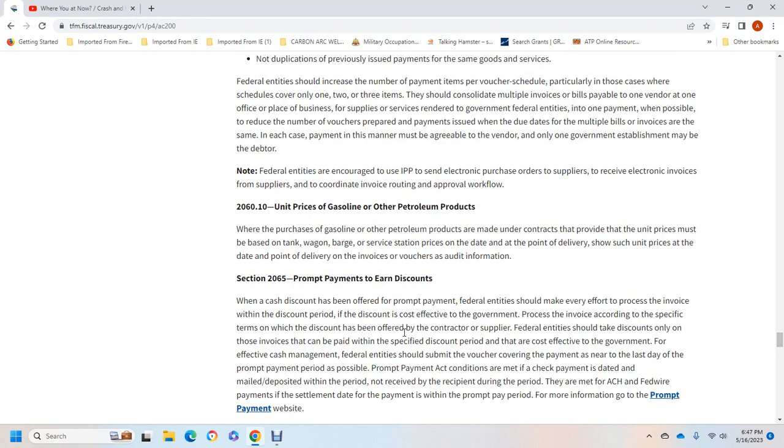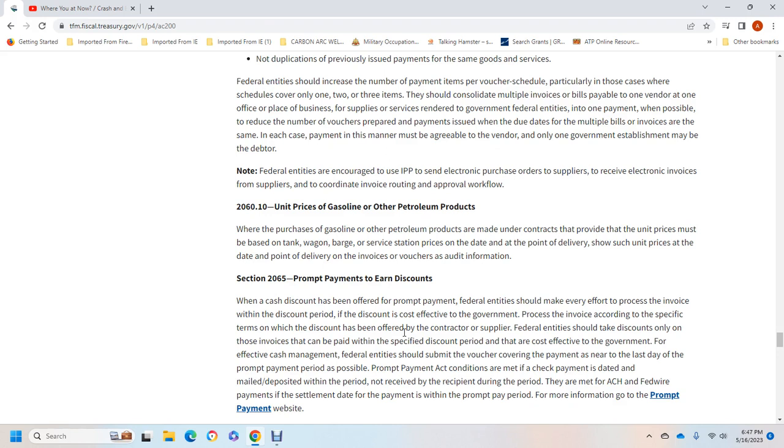Or 2065, prompt payment with the earned discount, chassis discounts, everything off the prompt payment. The federal entity should be made with the invoice, which of the discount period with the discount, with the cost effect for the government of the profit of the invoice according to the specific term of the discount. But they have been off of the contract with the supply, the federal entity should take out the discount only with the invoice.